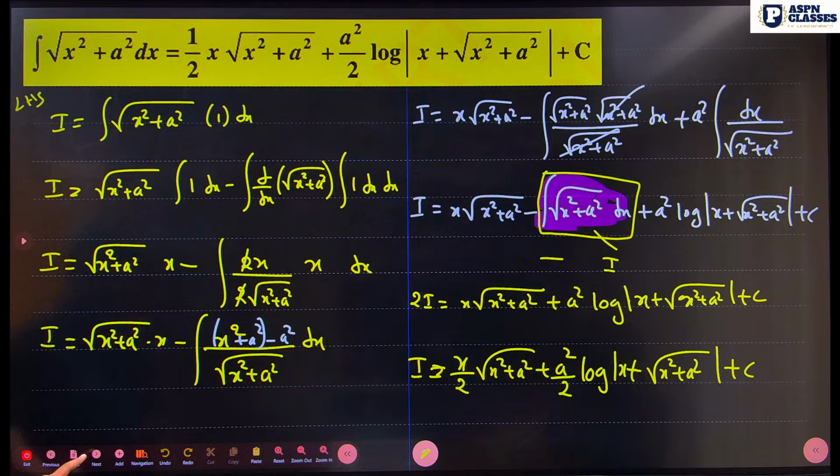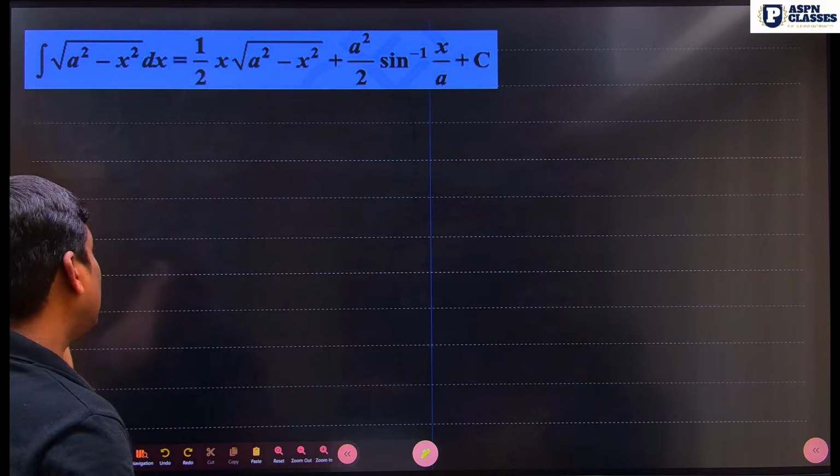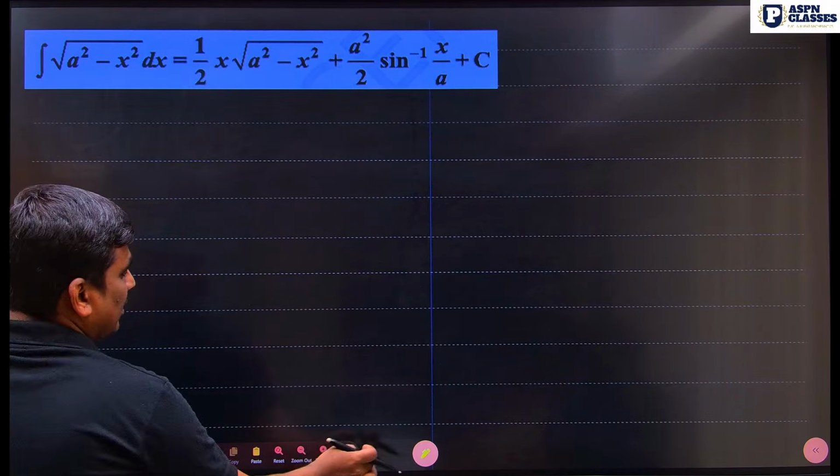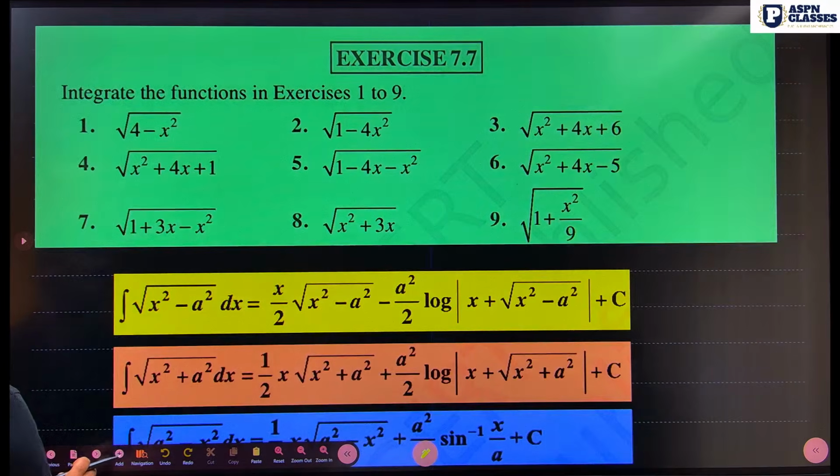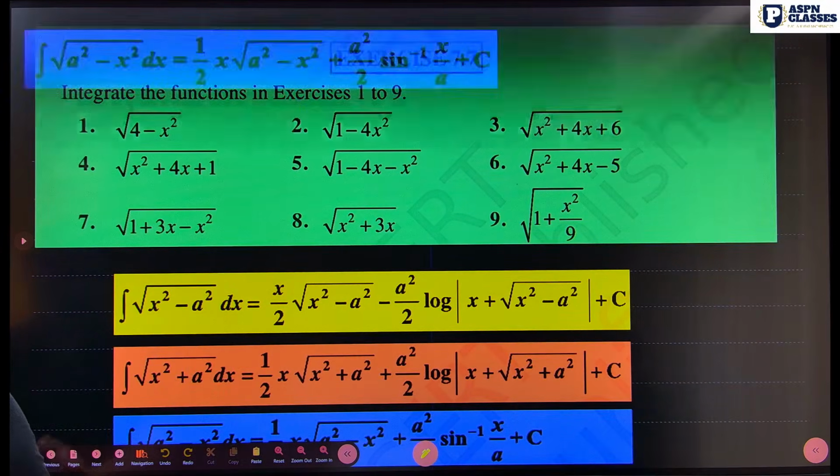Okay, so next I'm going to discuss one more result. Afterwards I'm going to start the exercise examples, and these examples I'm going to discuss one by one, friends.